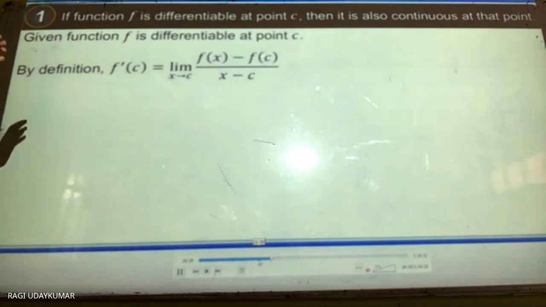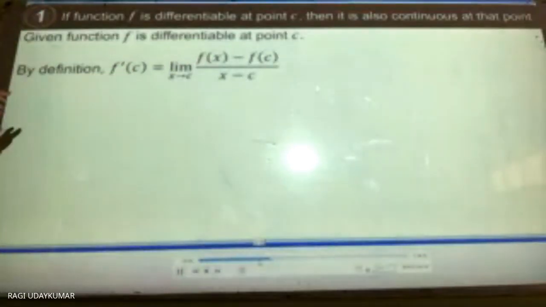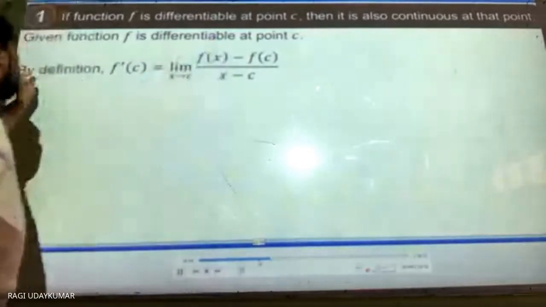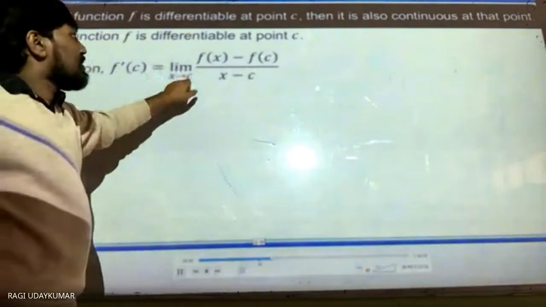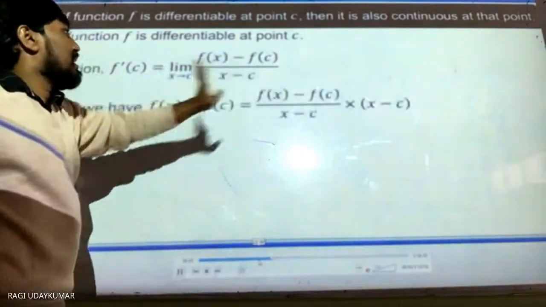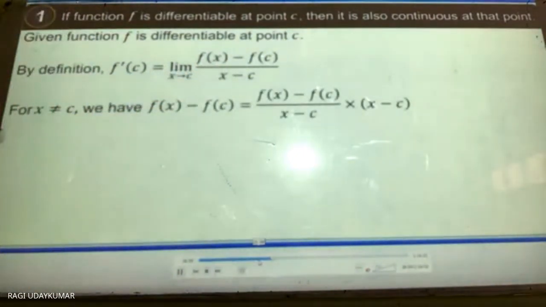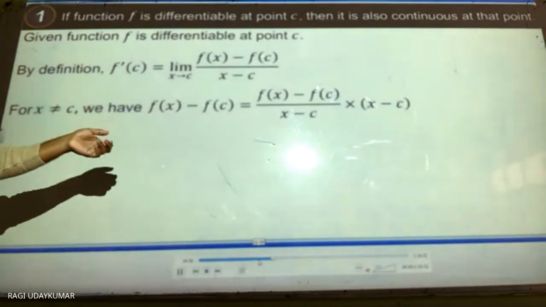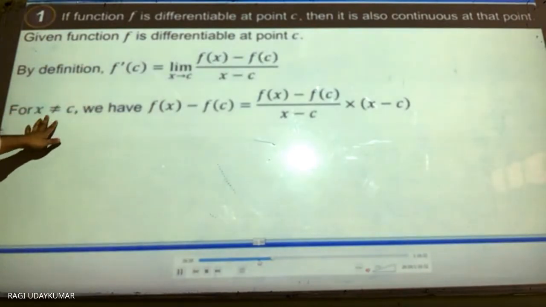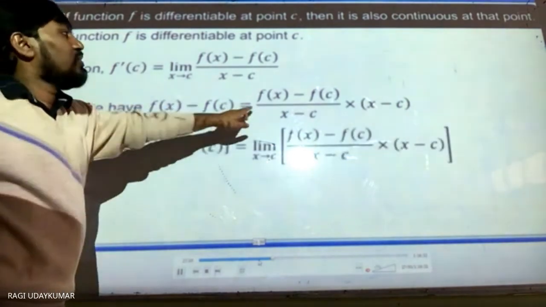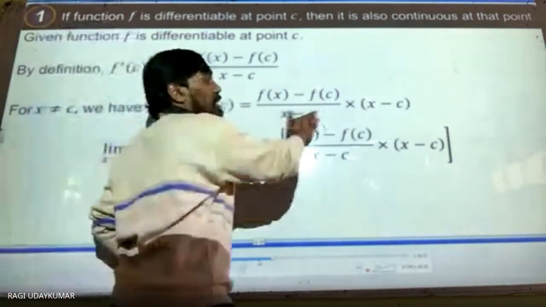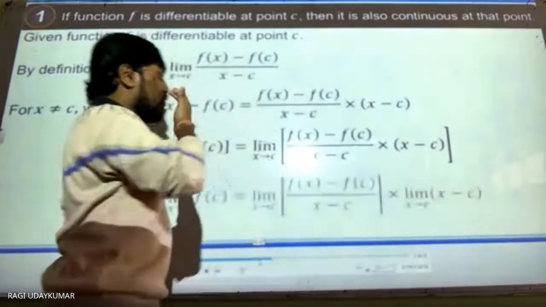Let us see this theorem. Given that the function is differentiable at a particular point c, by the definition, f dash of c is equal to the limit as x tends to c of f of x minus f of c by x minus c, using the first principle. Now for x not equal to c, f of x minus f of c can be written as x minus c multiplied and divided here. So what do you get here?